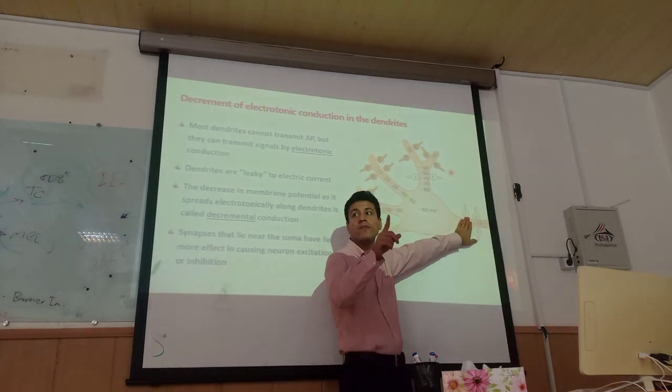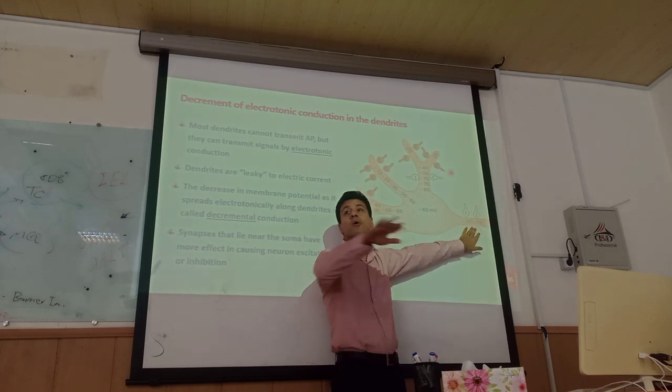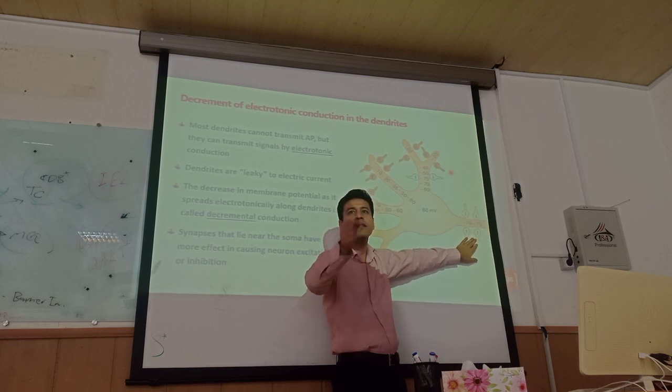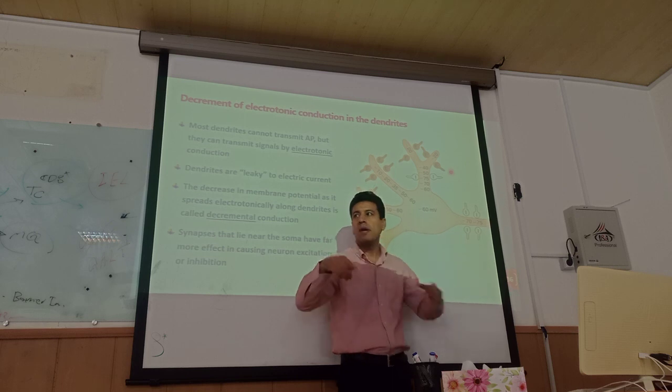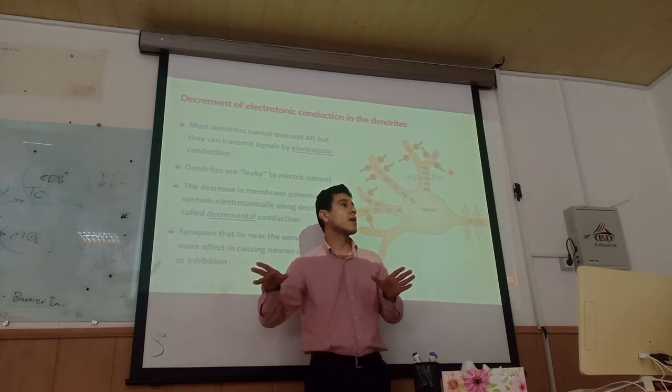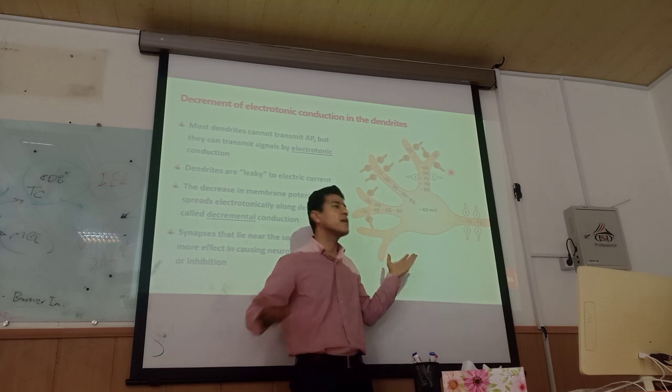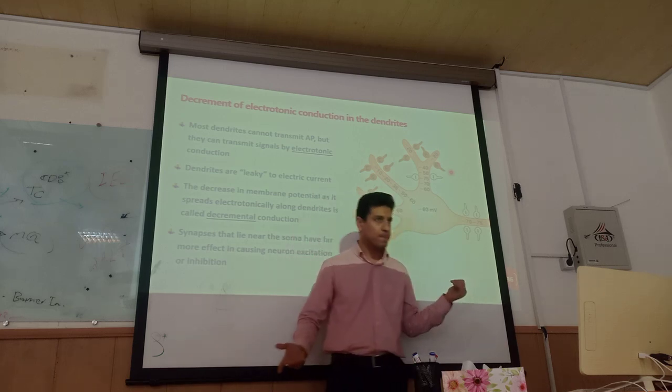Okay? So we can say that not all synapses have the same power. Some of them have more power depending on the location. Right? So maybe an axonic synapse has more power than a lot of axodendritic synapses.